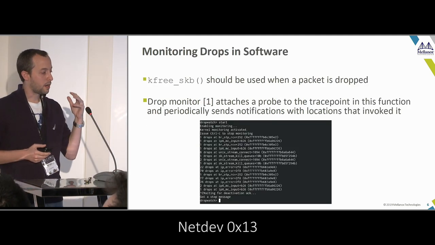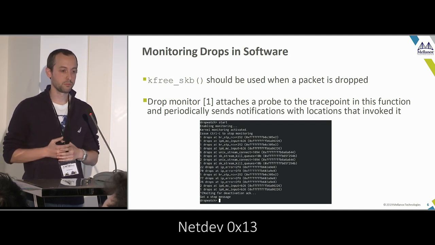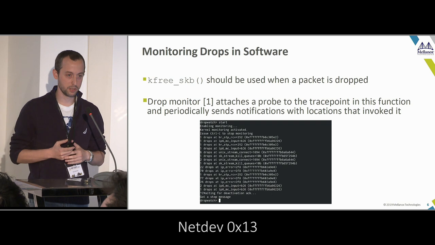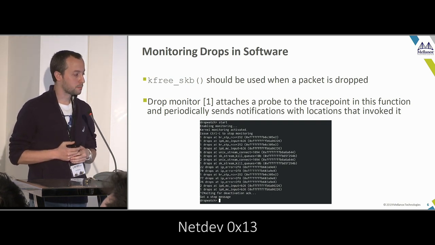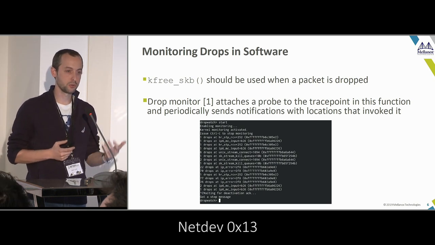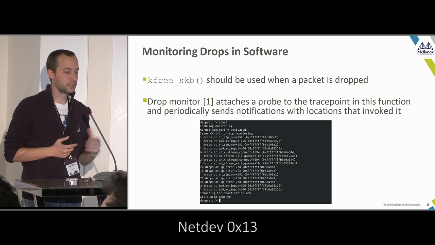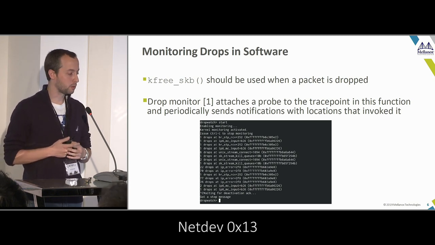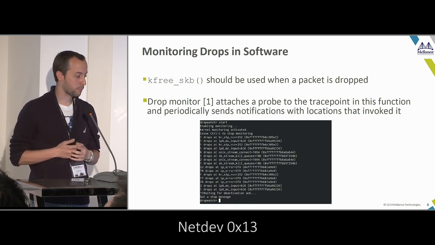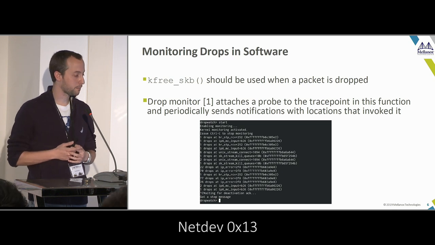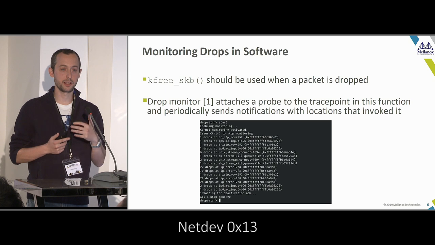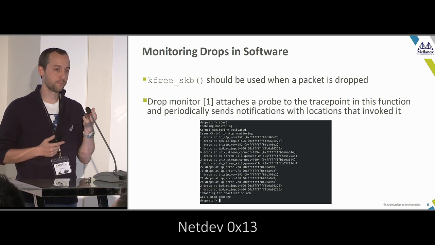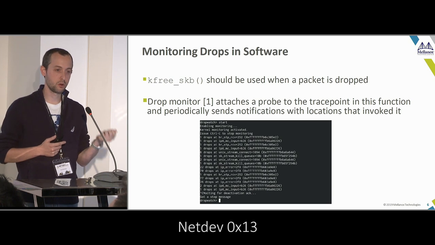So I will cover the way that we can today monitor packet drops in the software data path in the kernel, and then I will go over the proposed solution for the hardware data path. When you want to drop a packet, you should really call a function called kfree_skb. And this function has a trace point in it to which you can attach a probe. One module that makes use of this is Drop Monitor, which was introduced in 2009 by Neil Horman. And it works over generic netlink, attaches a probe to this trace point, and periodically sends you from where kfree_skb was called and how many times.